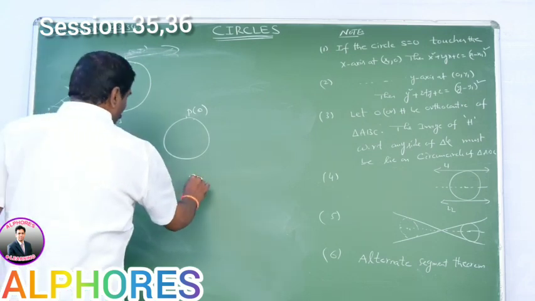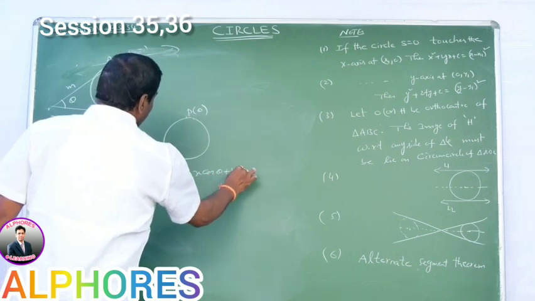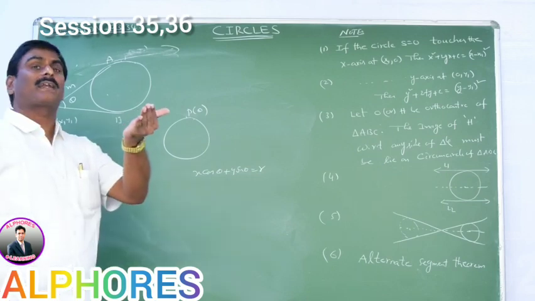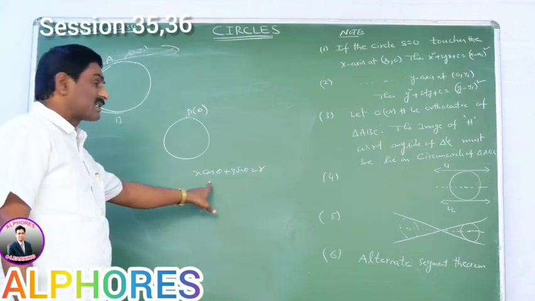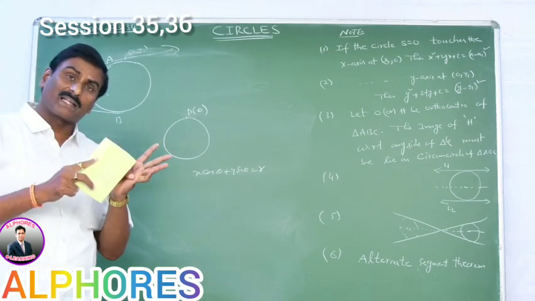In parametric form for the small circle, x cos theta plus y sin theta is equal to r. It is the equation of the tangent. For the big circle, that means S is equal to 0, x plus g into cos theta plus y plus f into sin theta is equal to r, where the point is on the circle S1 is equal to 0.